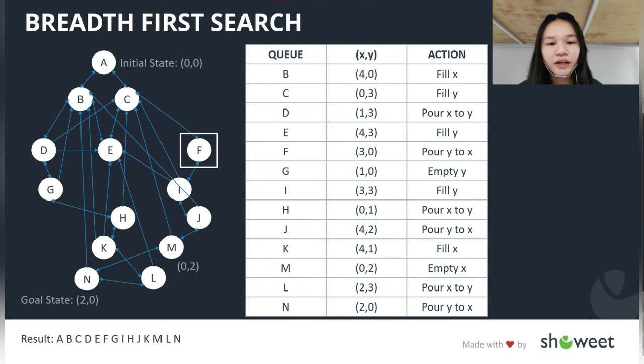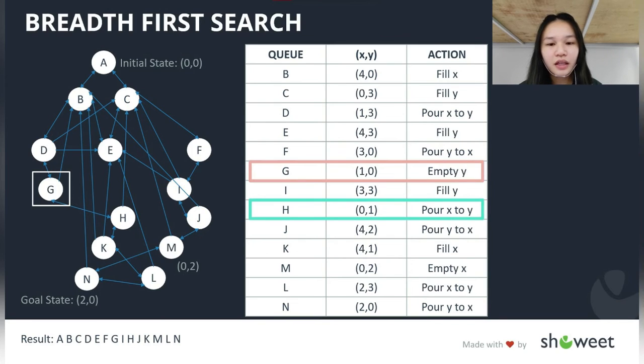For F, it is divided to I only. Hence, the Y of I is filled from 3,0 of F to become 3,3. Next, G is divided to H. Hence, by pouring X to Y from 1,0, 0,1 is obtained.